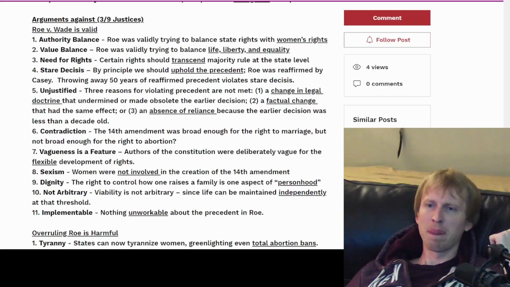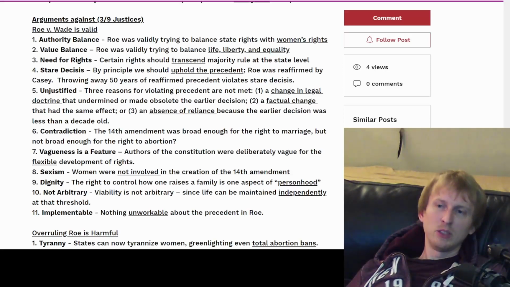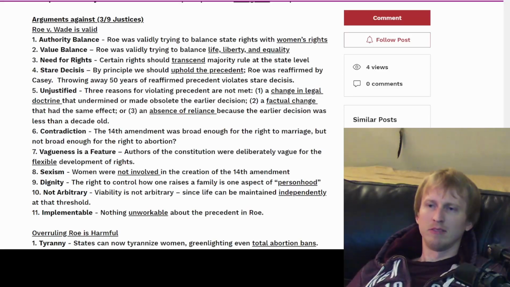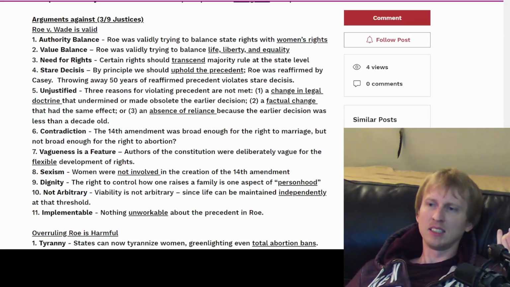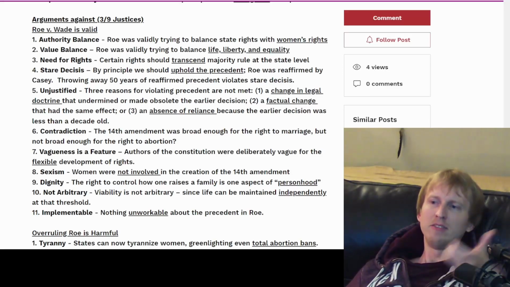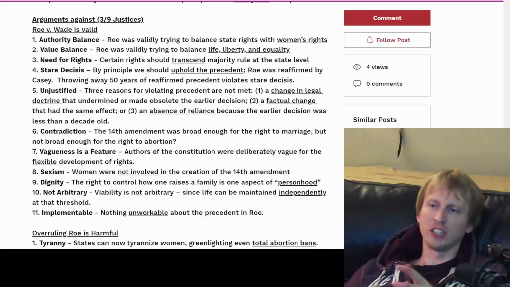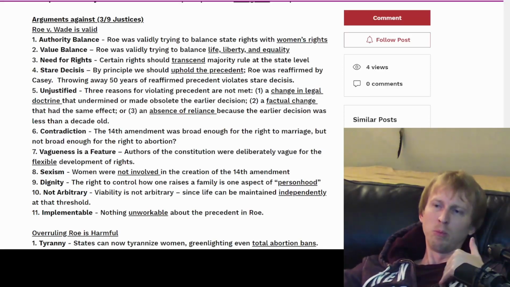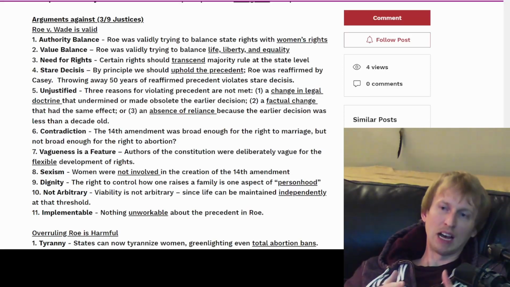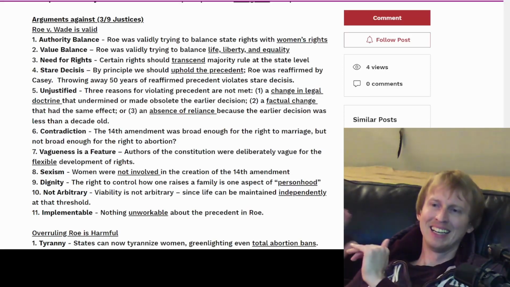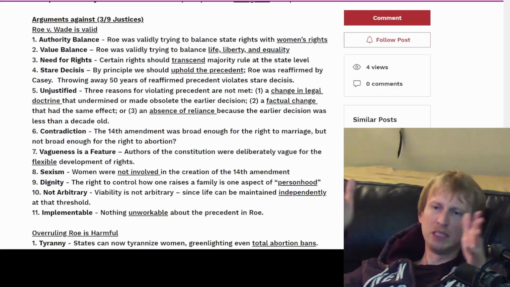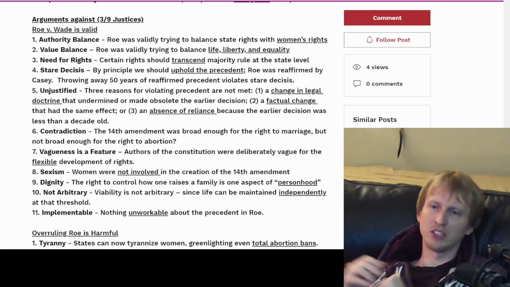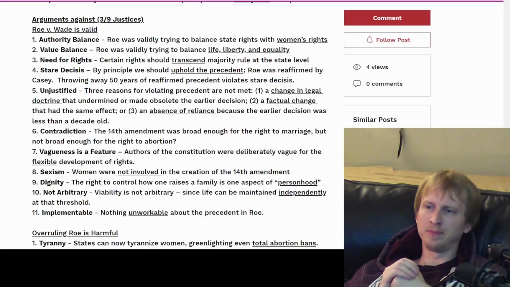So that's that argument. The next argument is that it was not arbitrary. Specifically, the concept of viability was not arbitrary because the principle of viability means that the fetus, once it's viable, can live outside the womb. Like, it's a functional distinction. There is a functional line where before viability, it cannot function outside the womb. After viability, it can function outside the womb. So they view that as a valid threshold for building their legal framework of trimester application of law.